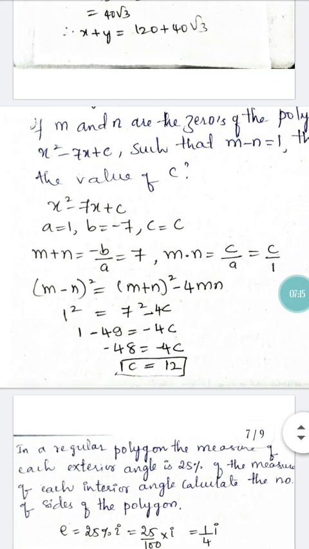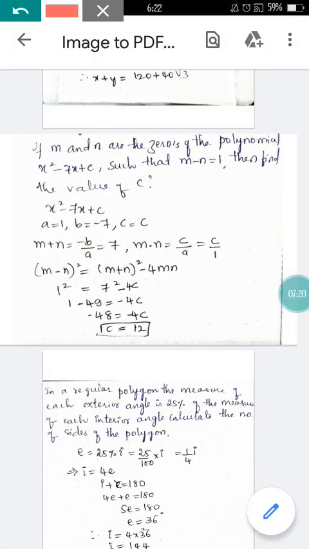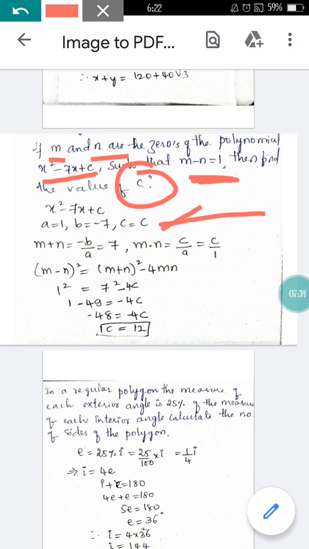If m and n are the zeros of a polynomial, they have given the polynomial here, such that m minus n is equal to 1, then find the value of c. So they are asking to find the value of c. Just make use of the polynomial they have given here. Find the values of a, b, c from here only, right? Then as you know, the sum of zeros m plus n is equal to minus b by a, formula is there, and the product of zeros m into n is equal to c by a, formula is there.